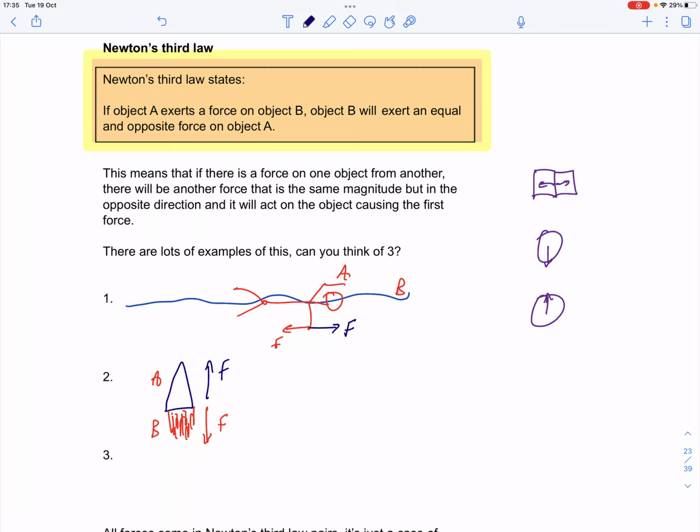So we have this action and reaction again, which is a sort of simple form of explanation of Newton's third law. Every action has an equal and opposite reaction, but it's more useful, I think, to describe it in terms of object A and object B and them applying equal and opposite forces on each other.